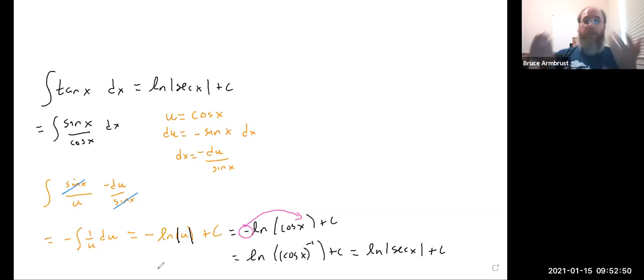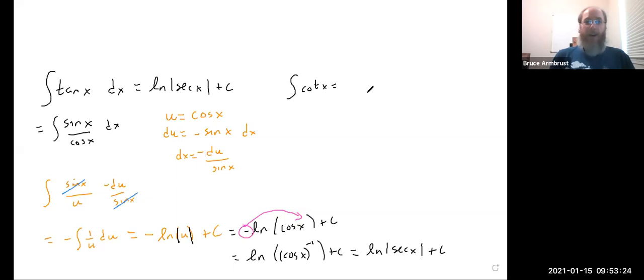But check it out. Substitution actually got us the integral of tangent. And you can do something very similar to get the integral of cotangent. Right? For the integral of cotangent, you're going to make it cosine over sine. And then you let u equal sine of x. And if you do that, you get the integral of cotangent. I bet you can guess what it's going to have.